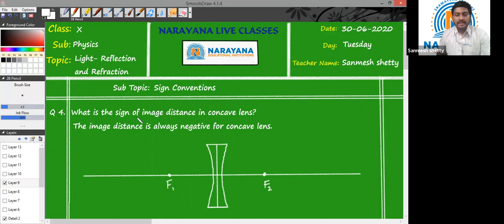What is the sign of image distance in a concave lens? Again, I repeat the question. What is the sign of image distance in a concave lens? No matter where you keep your object in front of a concave lens, the image will always be formed on the same side of the lens. So let us take an example. If I keep my object here, just some random position I have selected, let us draw a ray diagram for the image of this object.